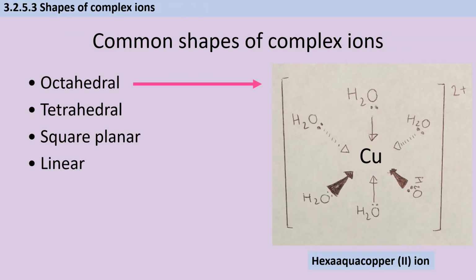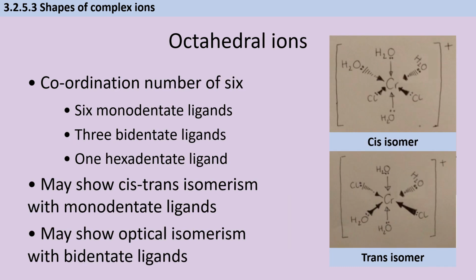The next part of the topic is shapes, and unlike the AS bonding topic, we only need to remember 4 shapes. Octahedral ions like hexa aqua ions have a coordination number of 6, and this could be caused by 6 monodentate ligands, 3 bidentate ligands, or 1 hexadentate ligand, or a combination of them. If there's more than one type of ligand, then this can lead to isomerism. If the ligands are monodentate, then it's possible for the complex to show cis-trans isomerism, depending on whether the ligands of the same type are adjacent or not.